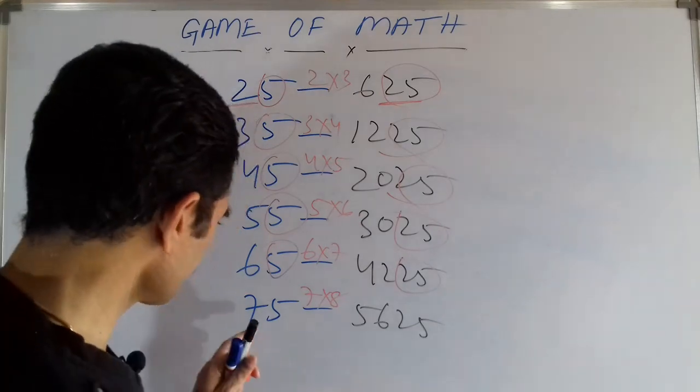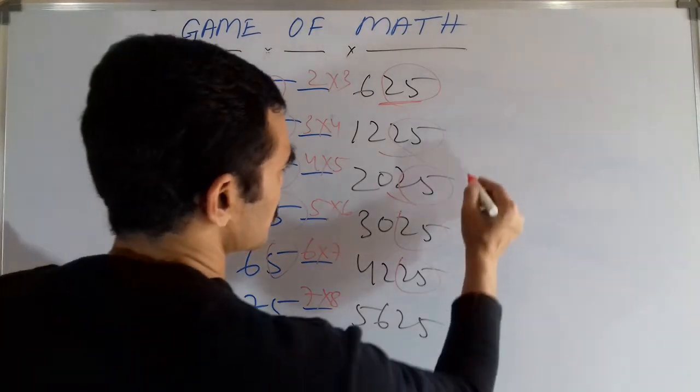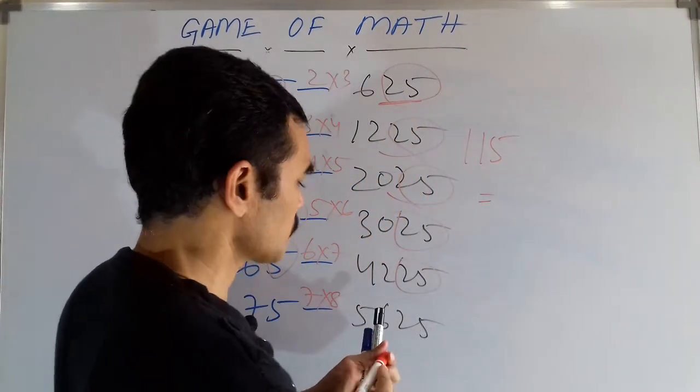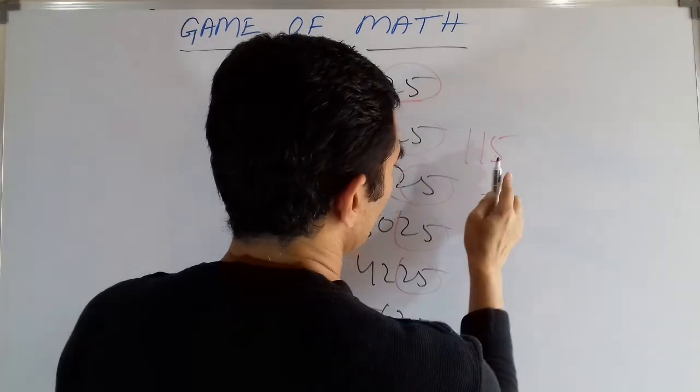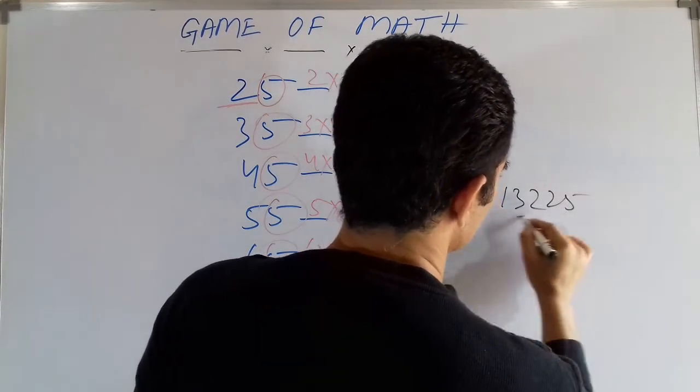You may be getting the question that okay, 2 digit only, what about 3 digit? You see, suppose 115 is the question. So the square is very simple. You see, 11 into 12, 132, then 25. That's it.